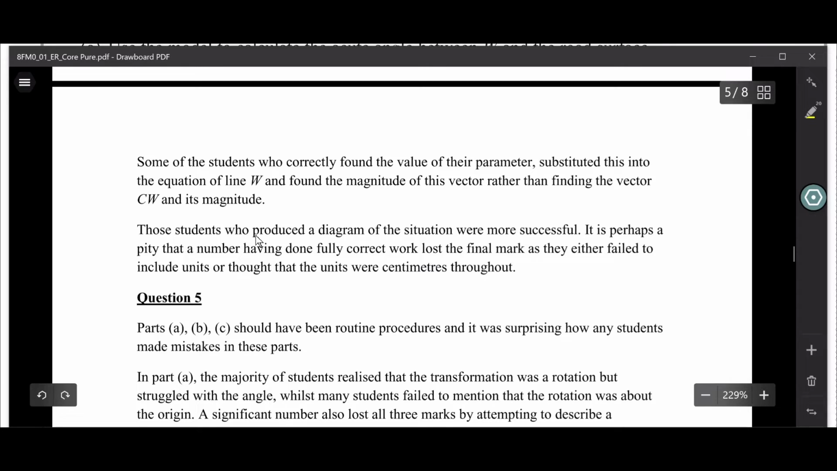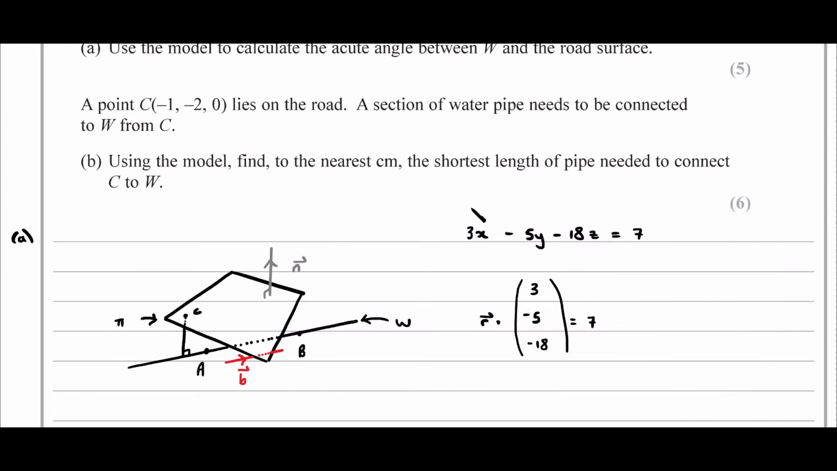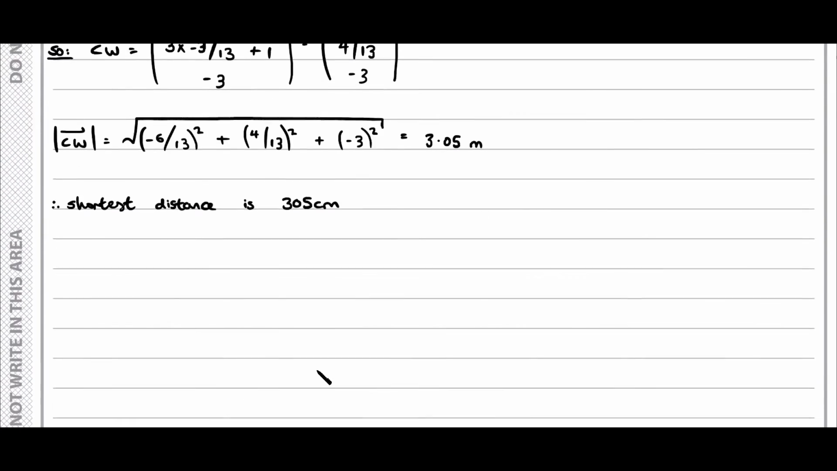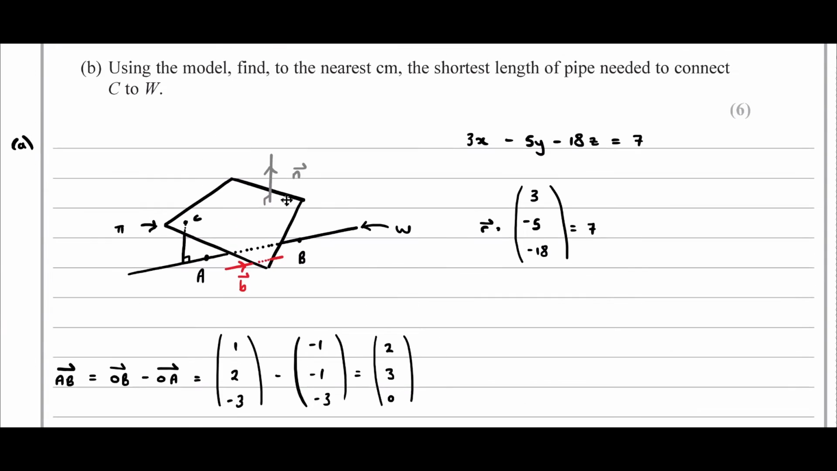And those students who produced a diagram of the situation were more successful. It is perhaps a pity that a number, having done fully correct work, lost the final mark as they either failed to include units or thought that the units were centimeters throughout. So there's been mention of units in this question, and with vector questions, they've pointed out that drawing a diagram would help to visualize what's going on.